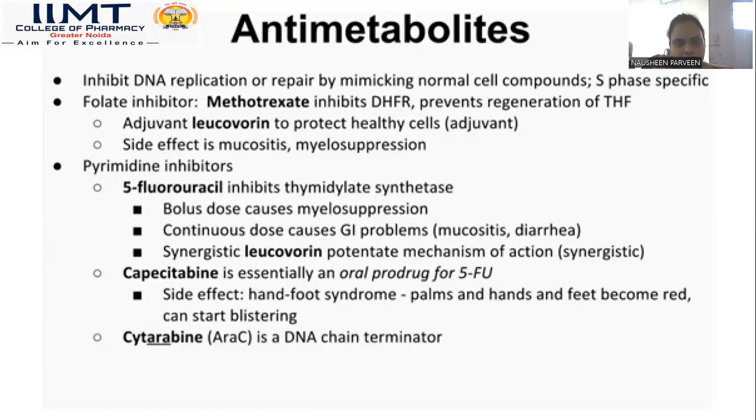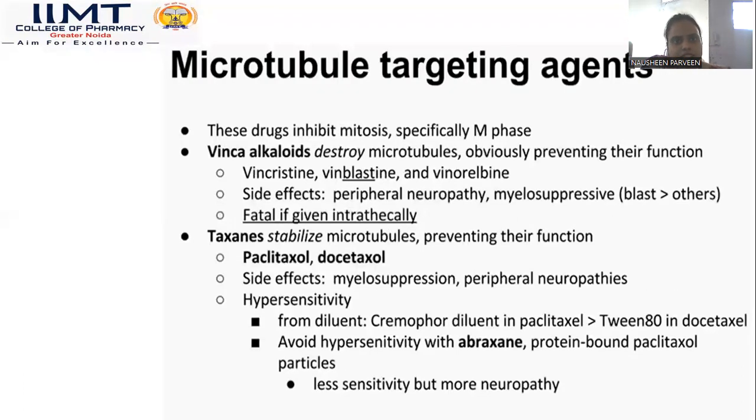Next is capecitabine. Side effect is hand-foot syndrome: palms, hands and feet become red and can start blistering. Next are microtubule targeting agents. These drugs inhibit mitosis, specifically M phase. Vinca alkaloids destroy microtubules, preventing their function: vincristine, vinblastine and vinorelbine. Side effect is peripheral neuropathy.